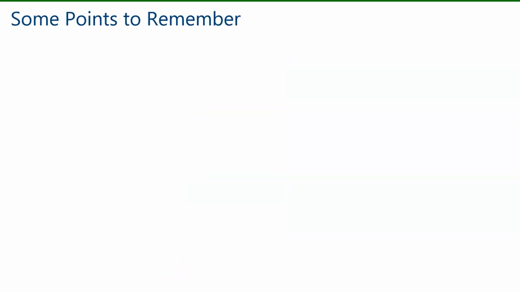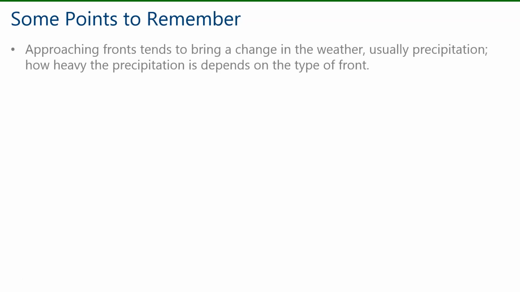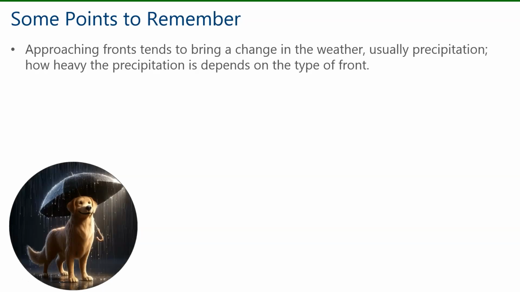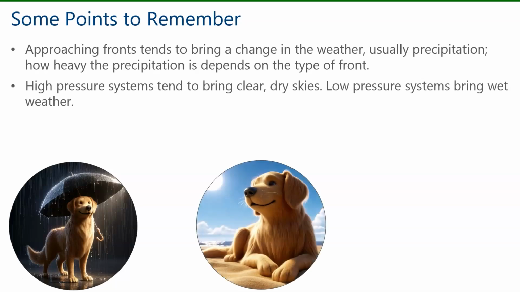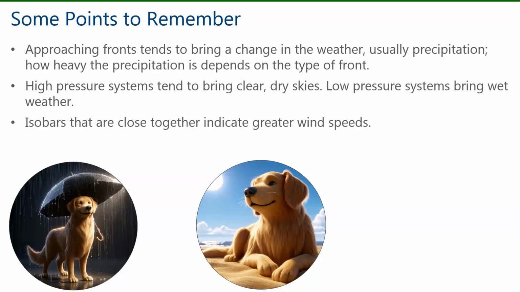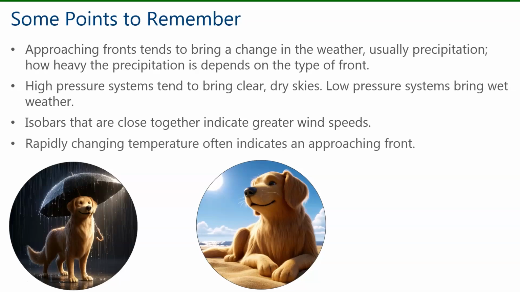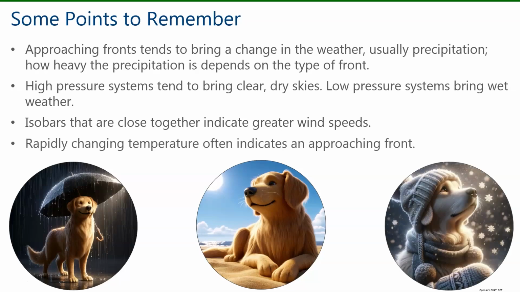Here are some important points to remember when interpreting weather maps. Approaching fronts tend to bring a change in the weather, usually precipitation. How heavy the precipitation is depends on the type of front. Remember, cold fronts bring heavy precipitation. High pressure systems tend to bring clear, dry skies, but low pressure systems bring wet weather. Isobars that are close together indicate greater wind speeds. Rapidly changing temperature often indicates an approaching front.